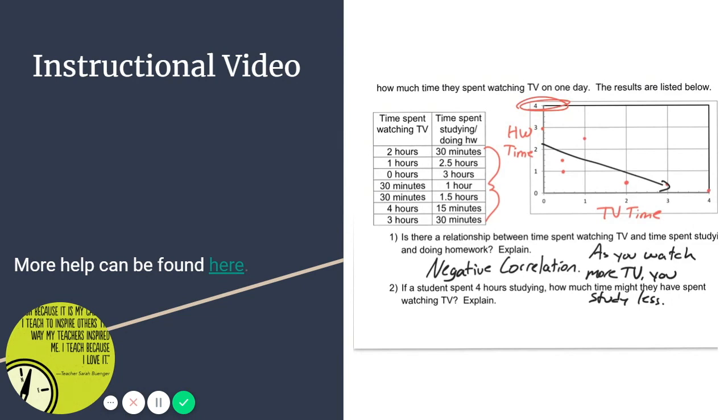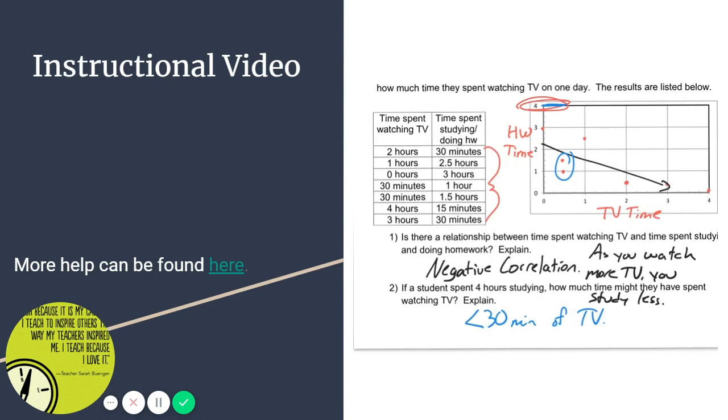hours of study time. And since we can't watch a negative amount of TV, what our answer kind of makes sense to be is if we have something around this range. So I'll say about less than 30 minutes of TV. Because we can give ourselves a little wiggle room because we see that there's two different data sets that have the same TV time but two different study times.